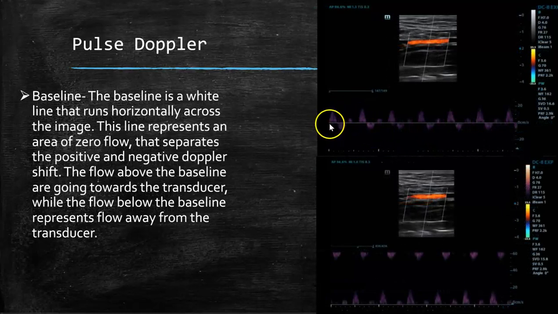The baseline, this is your baseline right here. This line represents an area of zero flow that separates the positive and negative Doppler shifts. So you can adjust your baseline to keep from aliasing. So if your baseline is not in the right spot, as you can see, you got aliasing coming around.